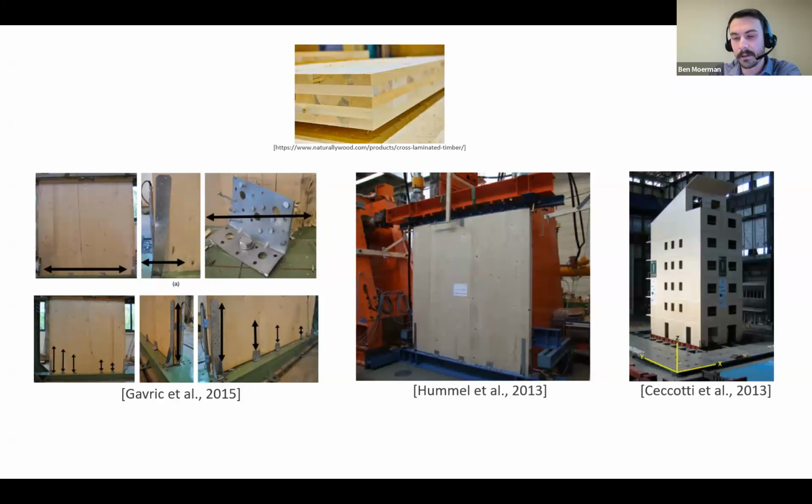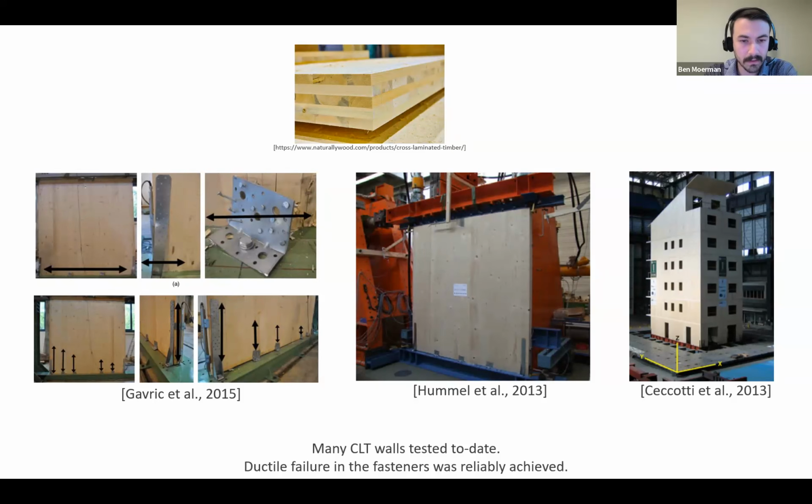And then one of the most notable tests done to date was at the E-Defense table in Japan. This was the SOFIE test done by Ario Ceccotti and his research partners. And basically what all these tests demonstrated is that ductile failure in the fasteners can be reliably achieved. And that's really what we want in earthquakes. We want something to bend and yield and absorb, turn that kinetic energy into hysteretic energy, and basically reduce how much our buildings are moving and deflecting.